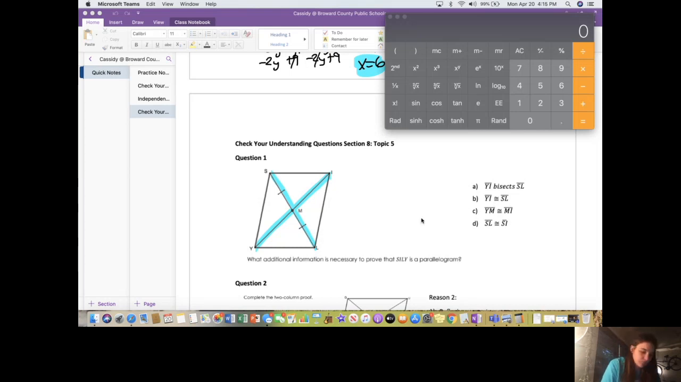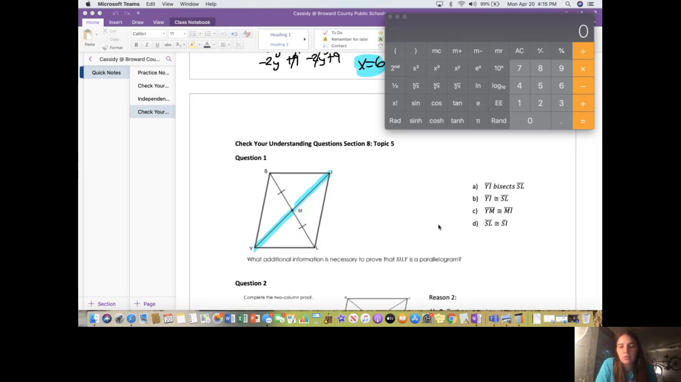YM is congruent to MI. That would be good to know. If they told us that was true, that would mean that SL bisected YI. So far what they told us is YI bisects SL, but we need to know that these are congruent as well. So that one is a good choice. I'm going to highlight that one because that is something that we would need to know.